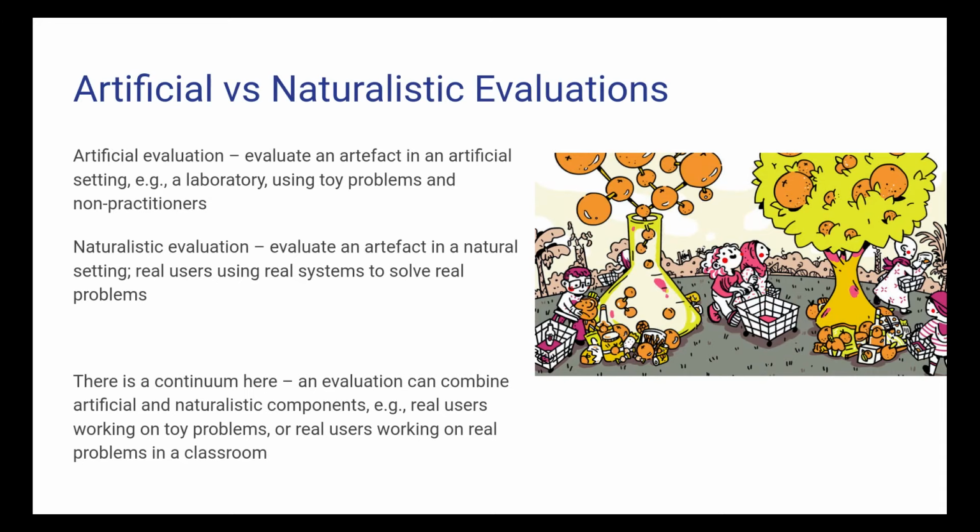Now, this distinction between artificial and naturalistic evaluations may sound very binary, but in fact, it is a continuum here. In one and the same evaluation, you can combine both artificial components and naturalistic components. For example, you could have real users working on some toy problems, or you could have real users working on real problems, but in some laboratory setting, for example, in a classroom. So in practice, you often combine both artificial and naturalistic components.